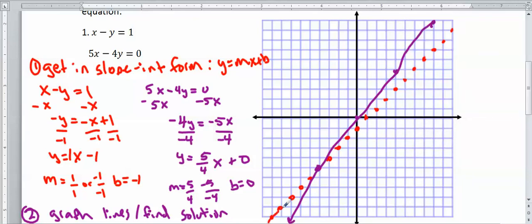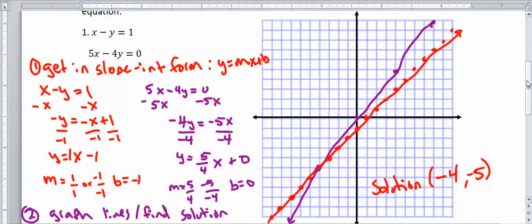All right. So they cross at what appears to be negative 4, negative 5. Okay, so my solution is negative 4, negative 5.